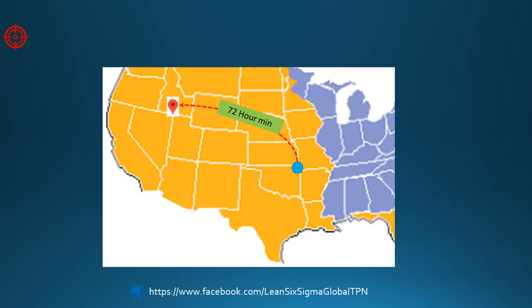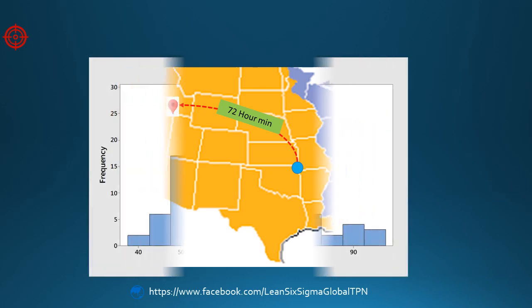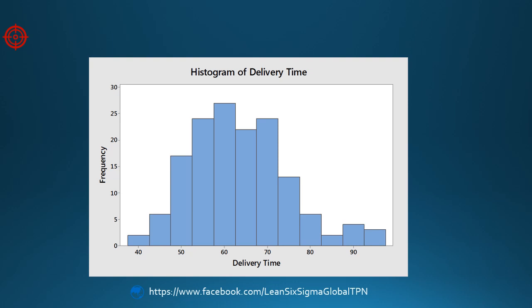The manager wanted to know if the process was capable of shipping packages within 74 hours or 72 hours. He randomly selected 150 orders and recorded their delivery times. These data are non-normal, so we use the data transformation that makes the data appear normal, and then use normal capability tools to assess the process.